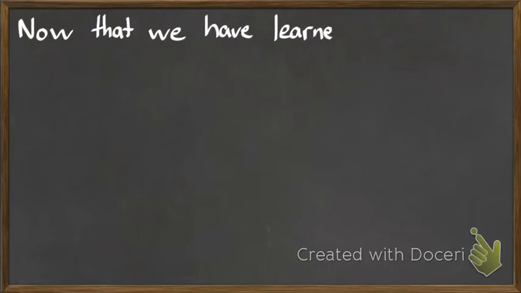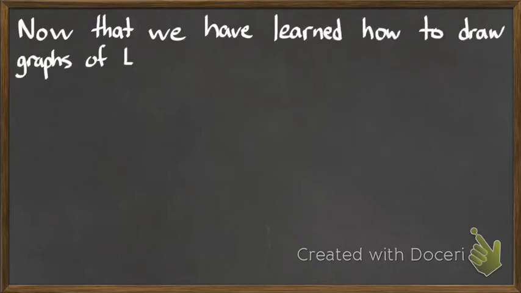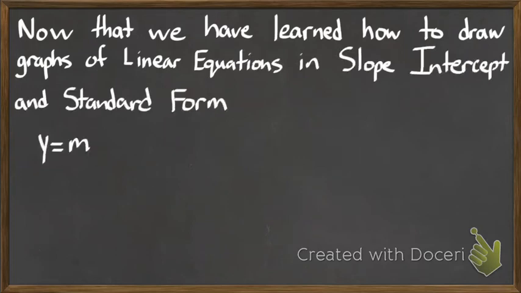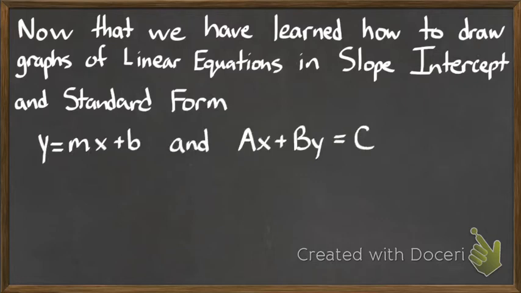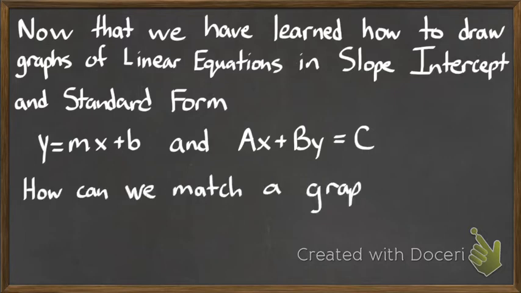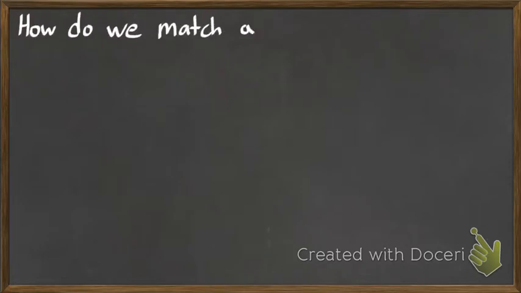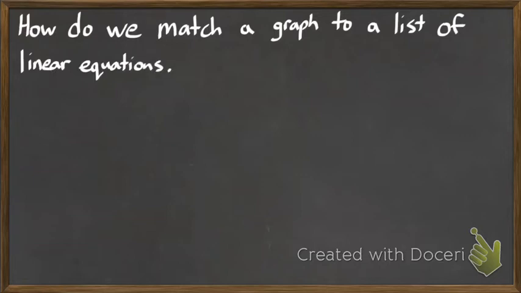Alright, so now that we've learned how to draw graphs of linear equations in slope-intercept form and standard form, so slope-intercept form is y equals mx plus b, and standard form is ax plus by equals c. What we want to know is how can we match a graph that we're given to a linear equation. So, how do we match a graph to a list of linear equations? So if we have multiple linear equations, how can we match it?